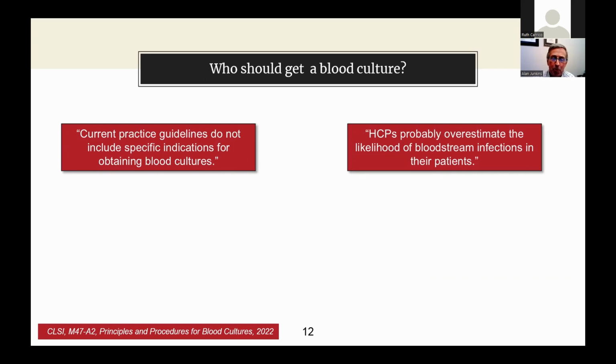The first important thing is really who should get a blood culture in the first place. So we want to practice good diagnostic stewardship. That's going to be the buzzword for years now as far as laboratory practice: good diagnostic stewardship.